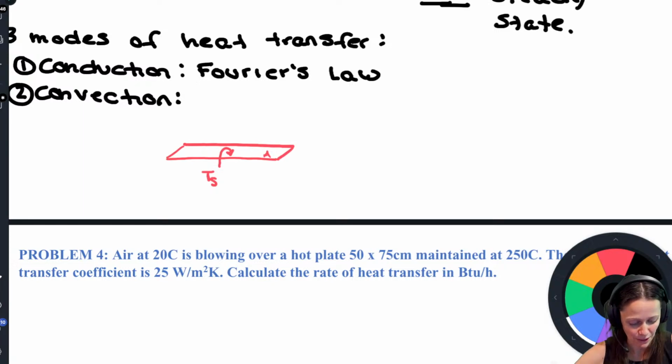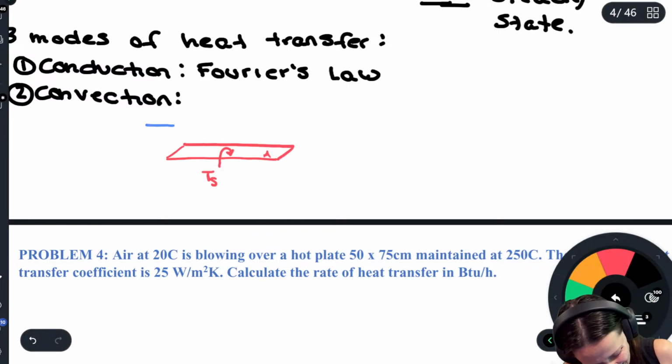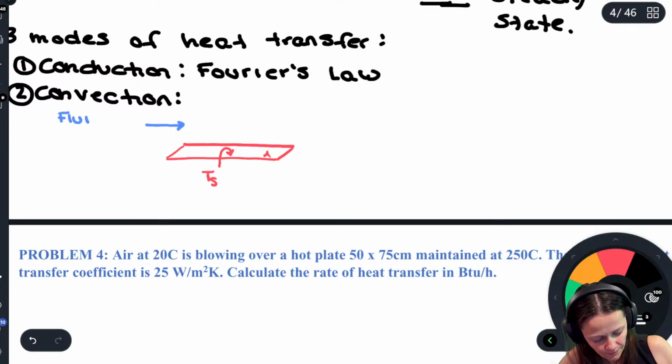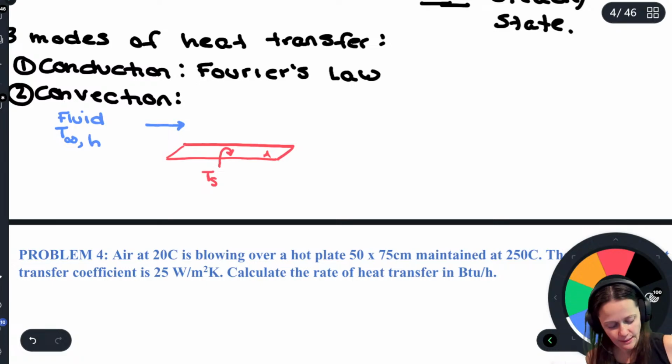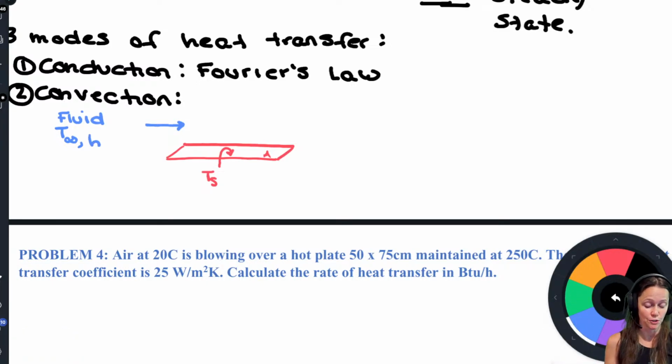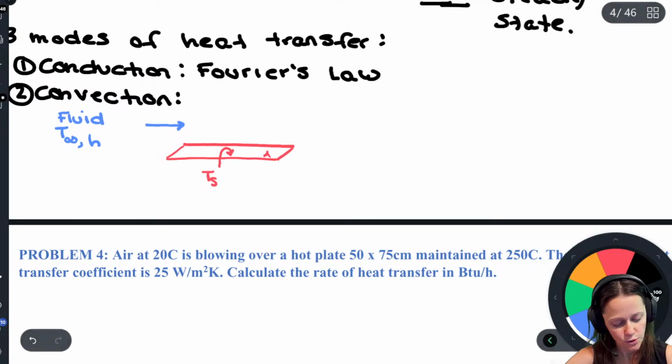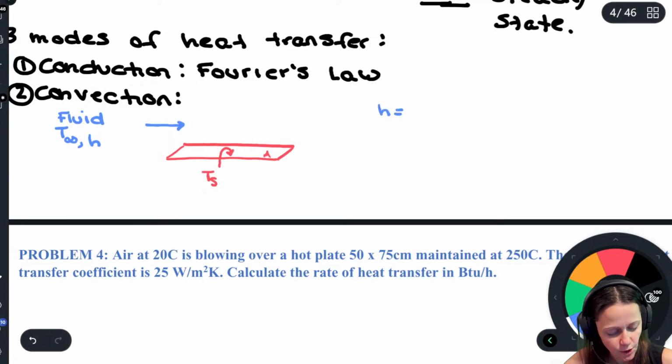And what are we even doing here? All right, so here's our fluid, and it's at some temperature T infinity, and it's got some convective heat transfer associated with it. So H is our convective heat transfer coefficient.